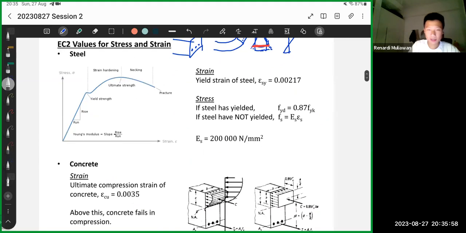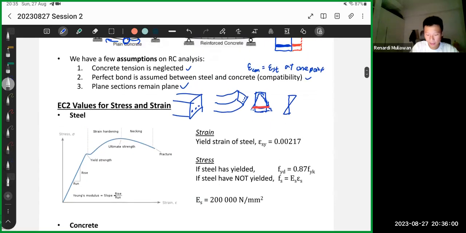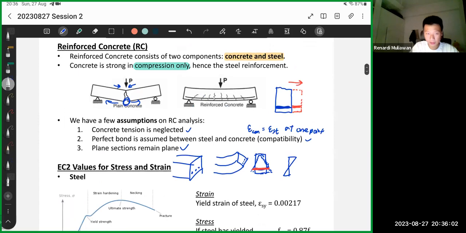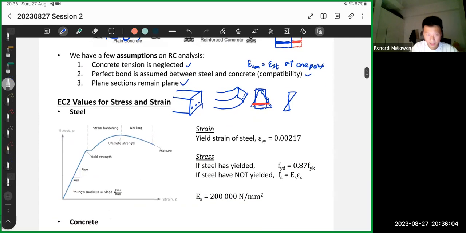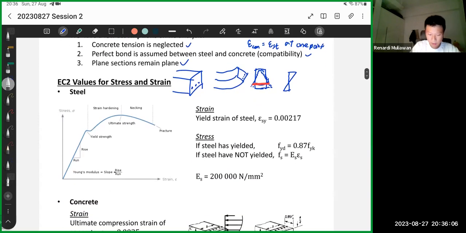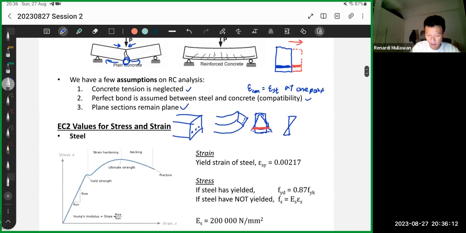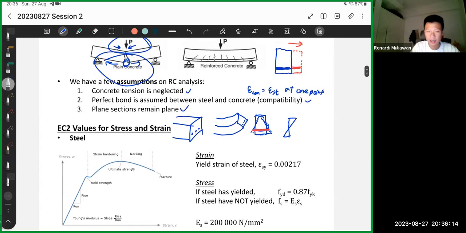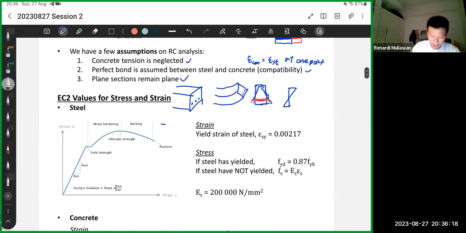Now we go to the values. Just now we covered the theory. So let's start with steel first. If you notice, I've been talking a lot about stress and strain in this topic. This one is the strain. Then we have the compression and tension, which are basically the stresses. For steel, I think you've seen this in MOM, so I'll give you a little review.